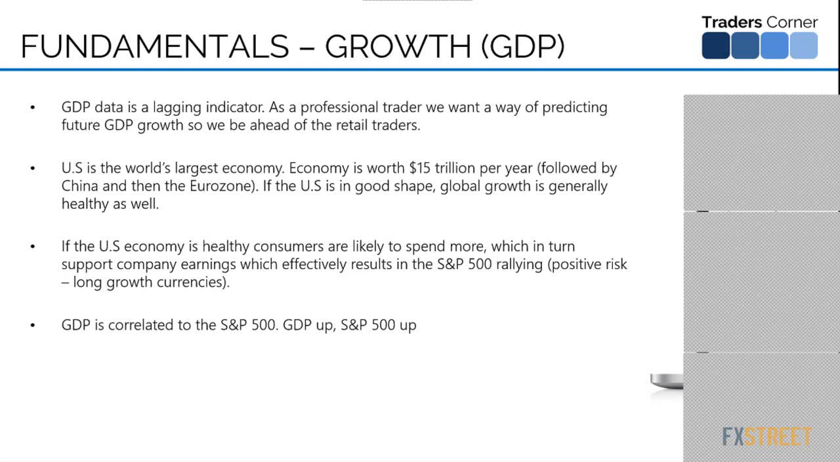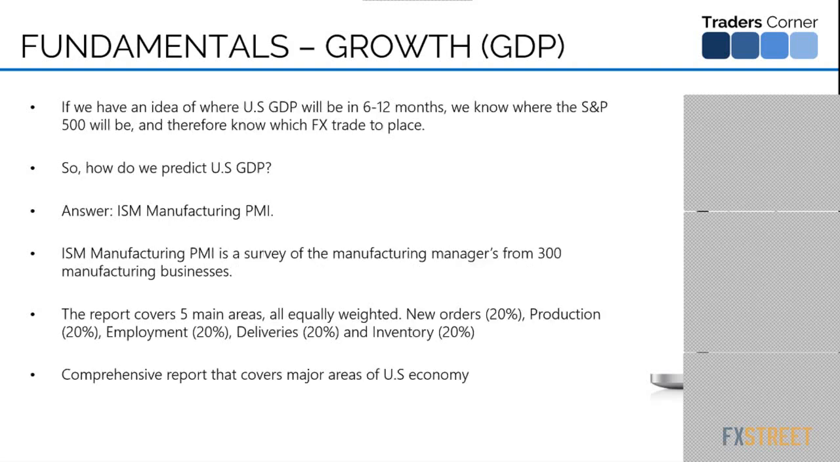But essentially, the GDP is correlated to the S&P 500. So if the GDP is up, the S&P 500 is going to be up. So if we have an idea of where the US GDP is going to be in the next 6 to 12 months, we know where the S&P 500 will be, correct? And therefore, we will know which FX trades to place. Does everybody follow that?